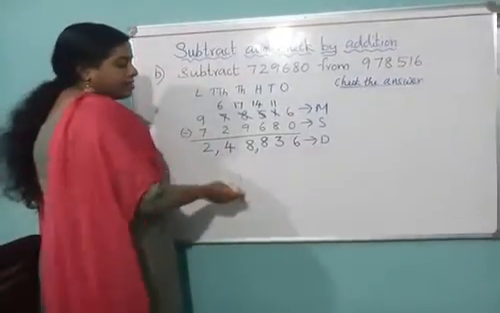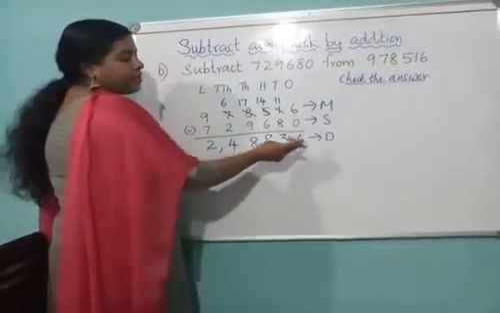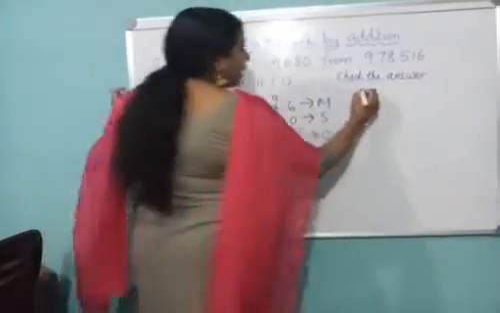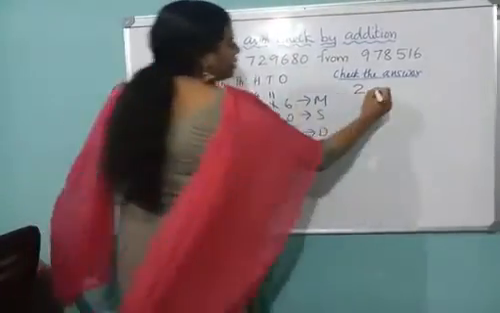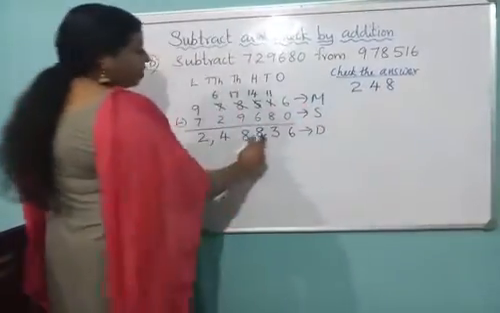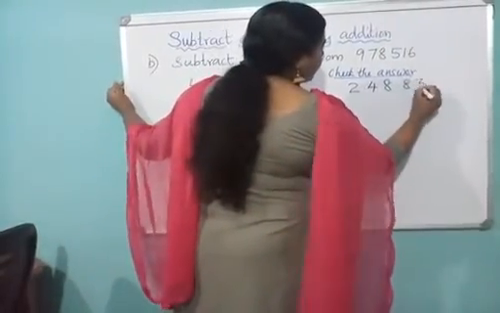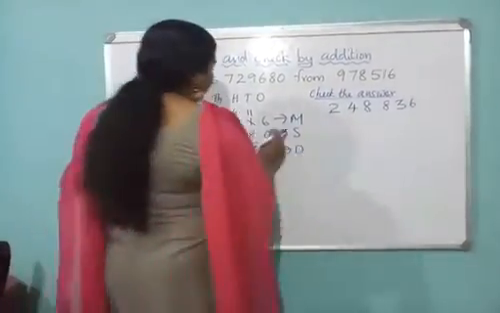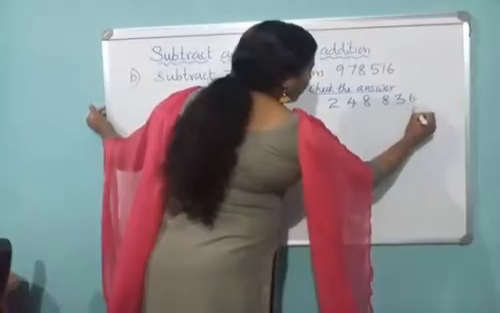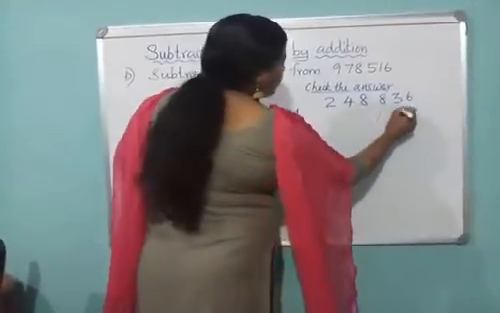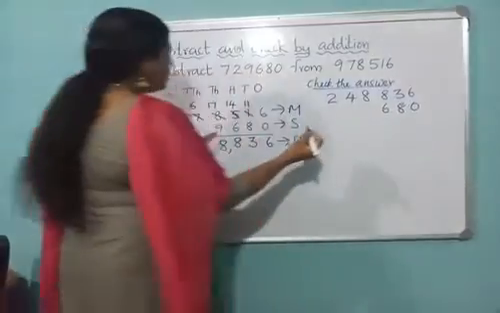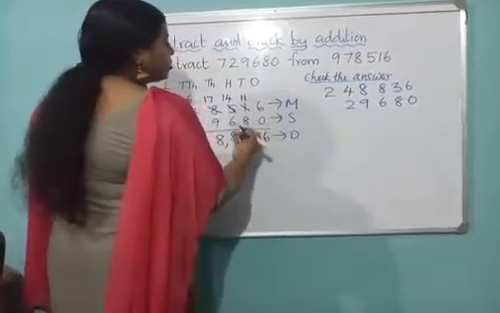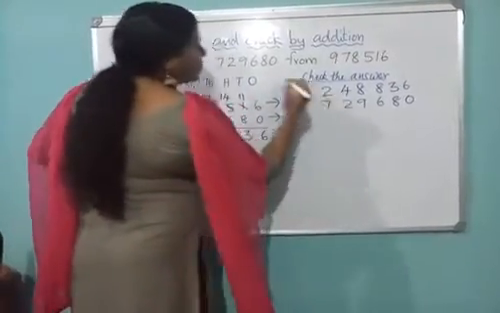Now let's check the answer. How to check the answer? To check the answer, we should add the difference to the subtrahend. Here the difference is 2,48,836. We should add this with the subtrahend. The subtrahend is 7 lakh, so you can start to fill from this side without any confusion: 0 here, 8 in the tens place, 6 in the 100 place, 9 in the 1000 place, 2 in the 10,000 place, and 7 in the lakh place.